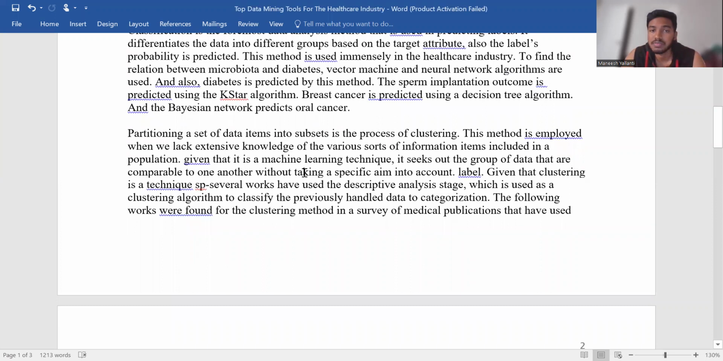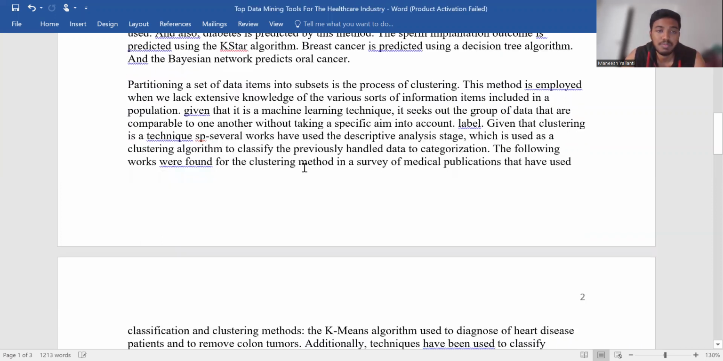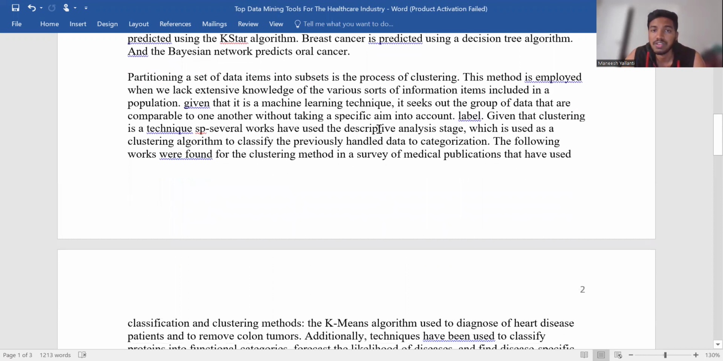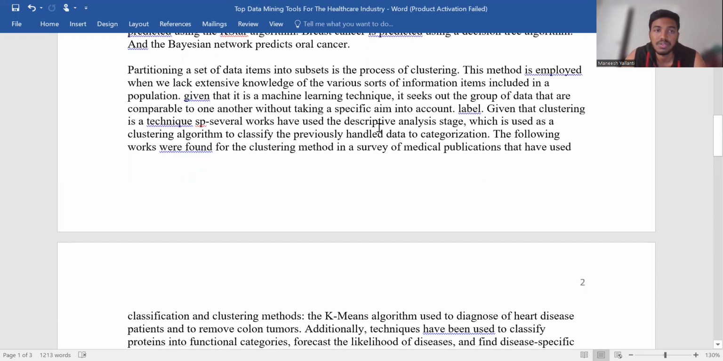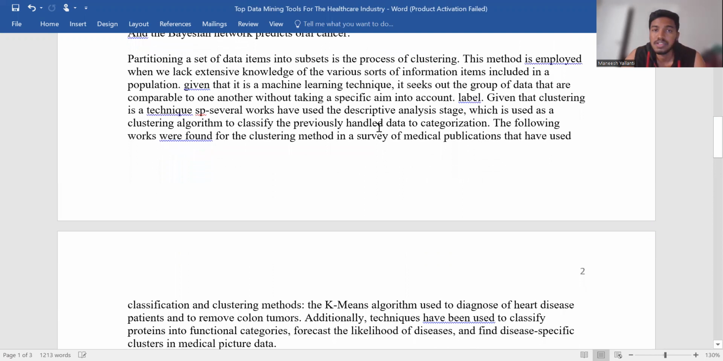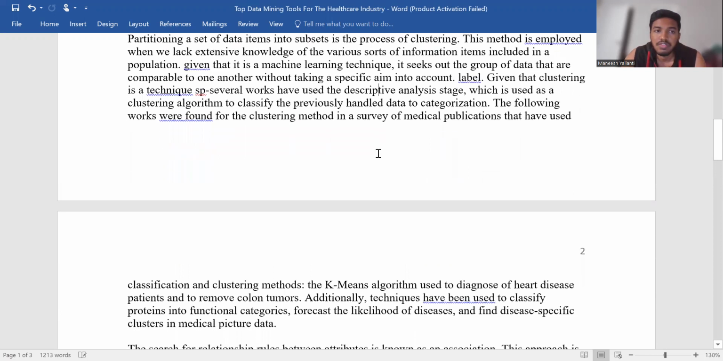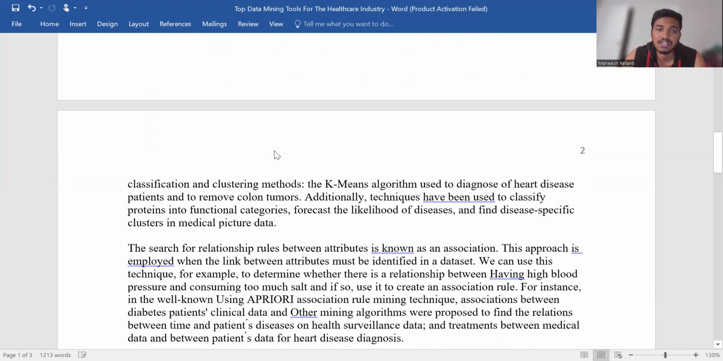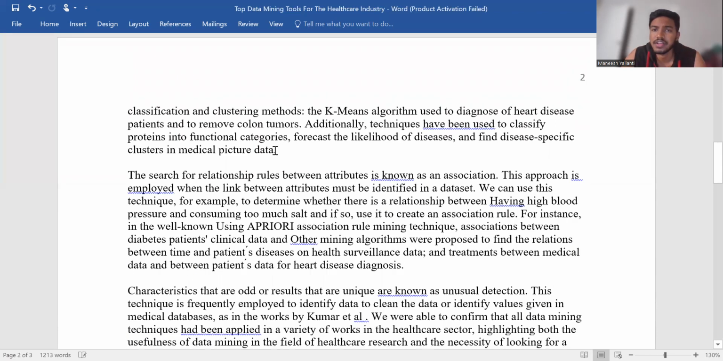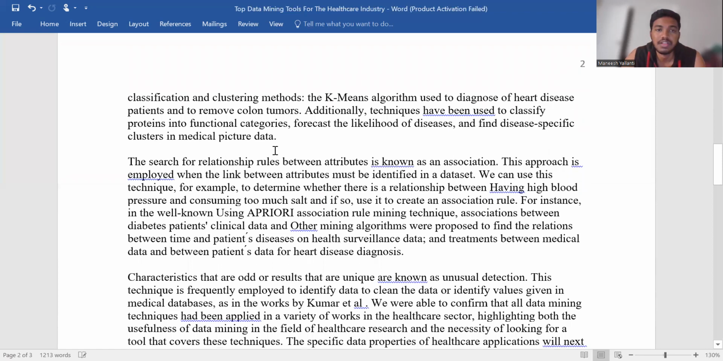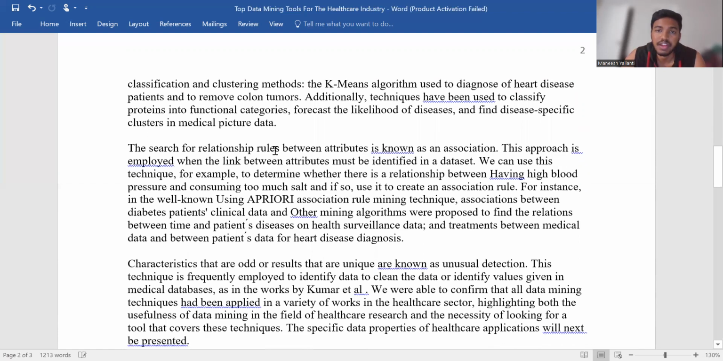Partitioning a set of data items into subsets is the process of clustering. This method is employed when we lack extensive knowledge of the various sources of information items included in a population. Given that it is a machine learning technique, it seeks out groups of data that are comparable to one another without taking a specific target into account. The following works were found for the clustering method in a survey of medical publications that have used classification and clustering methods. The k-means algorithm was used to diagnose heart disease patients and to remove colon tumors. Additionally, techniques have been used to classify proteins into functional categories, forecast the likelihood of diseases, and find disease-specific clusters in medical picture data.